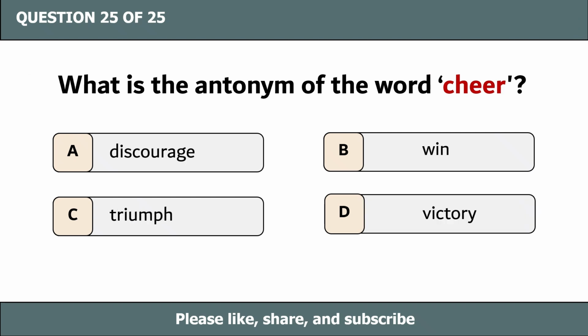Question 25. What is the antonym of the word cheer? The correct option is A. Discourage.